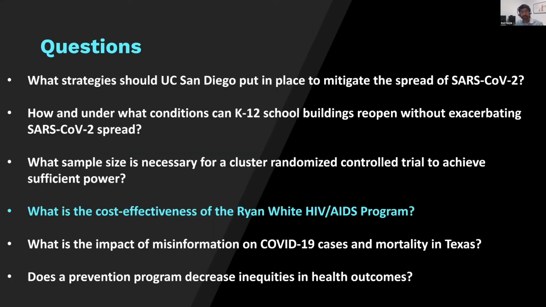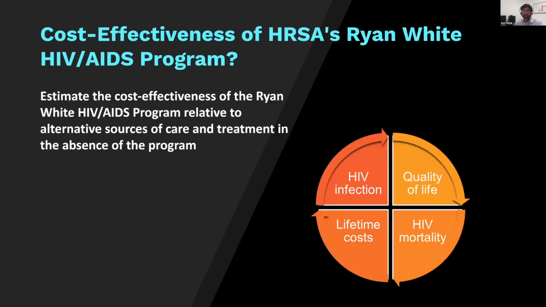And the final one I'll be talking about is looking at the cost effectiveness of the Ryan White program and how we used agent-based modeling to do that. Here we wanted to estimate the cost effectiveness of the Ryan White HIV/AIDS program relative to alternative sources of care and treatment in the absence of the program. We were particularly interested in the following outcomes: HIV incidence, quality of life, HIV mortality, and lifetime costs.